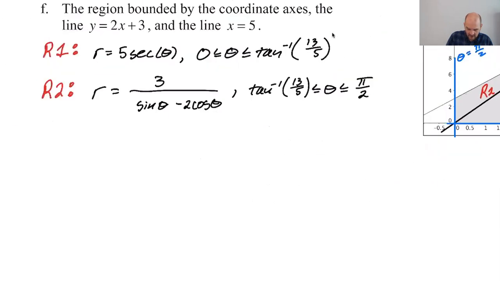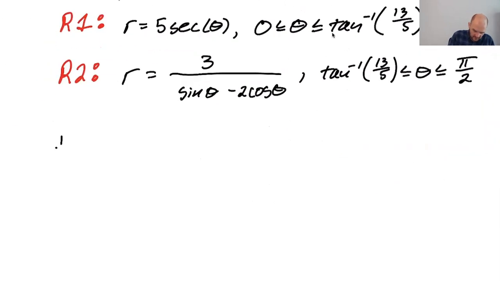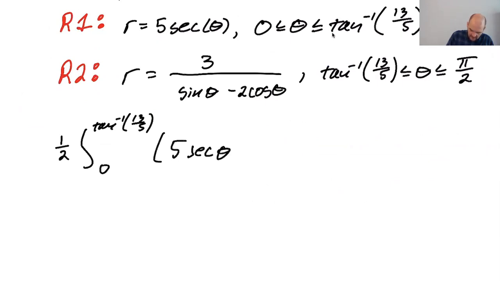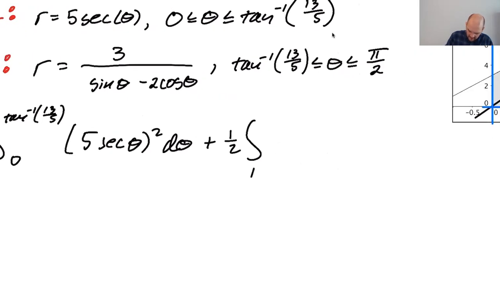We shall see. So it's going to be 1/2 the integral from 0 to inverse tangent of 13/5. If you think we're using a calculator, you're absolutely right. Secant theta squared. But you've got to handwrite this part, otherwise nobody knows what you're doing on your calculator. Tan inverse. And we know that we can get the answer with geometry, so this is going to be a pain.